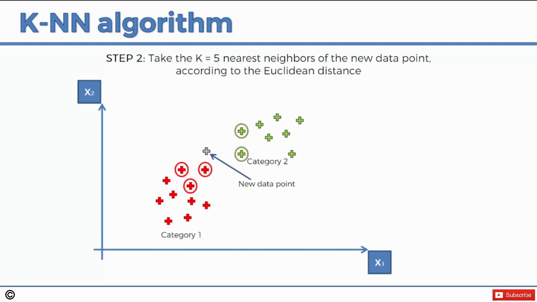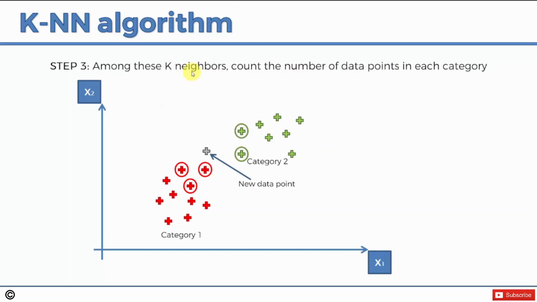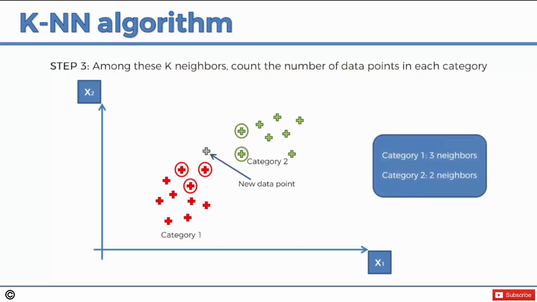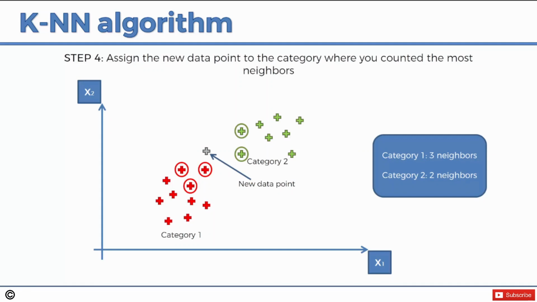So now all we have to do is step 3: among these k neighbors, count the number of data points in each category. You can see in category 1, in the red one, we have 3 neighbors. In category 2, we have 2 neighbors. So therefore, step 4: assign the new data point to the category where you counted the most neighbors. That means we need to assign it to the red category. As simple as that. There we go. Now we have classified this new point and your model is ready. It's a very straightforward algorithm, one of the simplest you can think of. So it's very good to get this section started with a simple example like that.